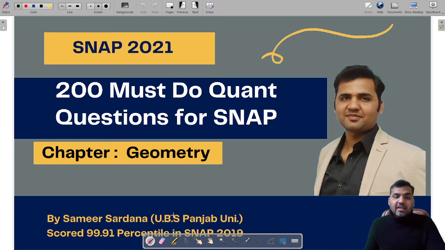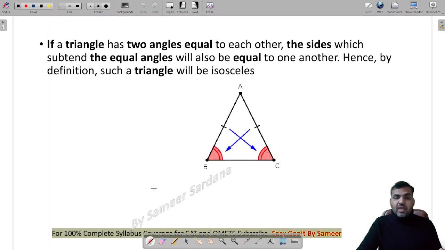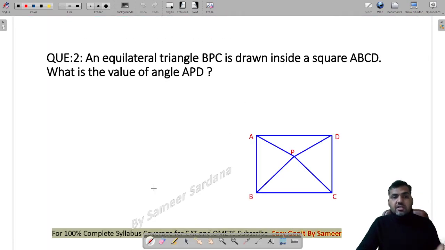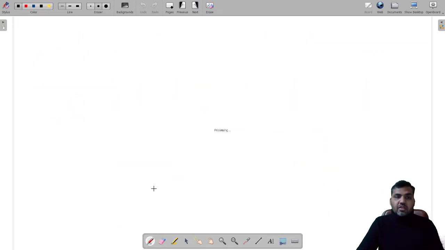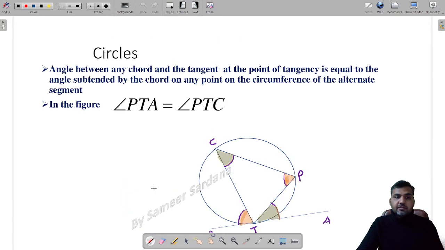So guys, in the series of 200 must-do Quant questions for SNAP, I'm doing the next topic, that is geometry. I have already covered 10 questions of geometry in the previous video. This is part 2 of geometry, where I'll be starting with question number 11. We have covered those 10 questions along with the theory discussion. So now let's start with question number 11. I'll be taking questions on circles and similarity in this video, which is an important topic from the SNAP exam point of view.